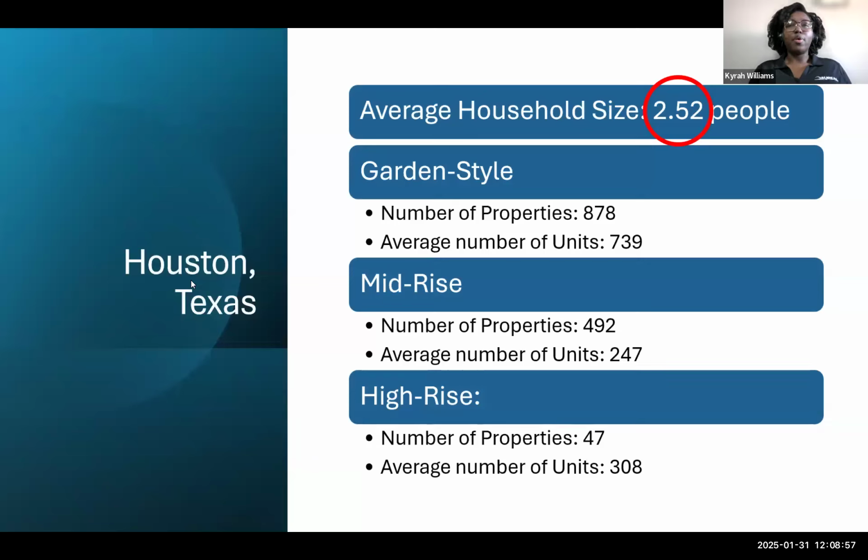So looking at the US Census Bureau, I needed to understand the population density for Houston, Texas, with an average household size of 2.52 people, and also the demographics and how things are sorted between each building typology. Using CoStar, a real estate platform, I managed to get the number of properties that currently existed, ultimately arriving at the average number of units for each building typology, which will help as I continue with this presentation. So for garden style homes, 739 dwelling units, mid-rise 247, and high-rise 308.